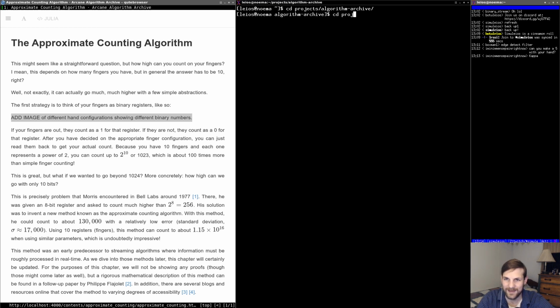CD into projects, algorithm. Oh, come on. I can't type. I'm already in the algorithm archive. CD content. Approximate counting. L is here.